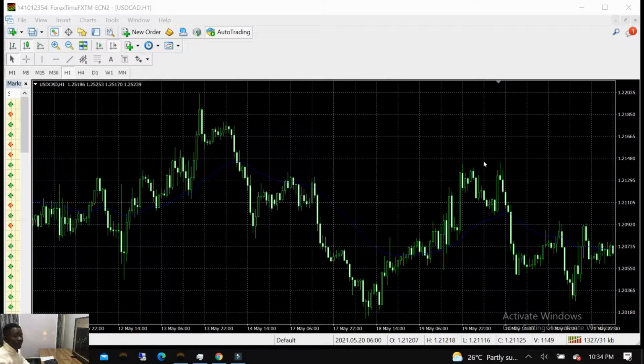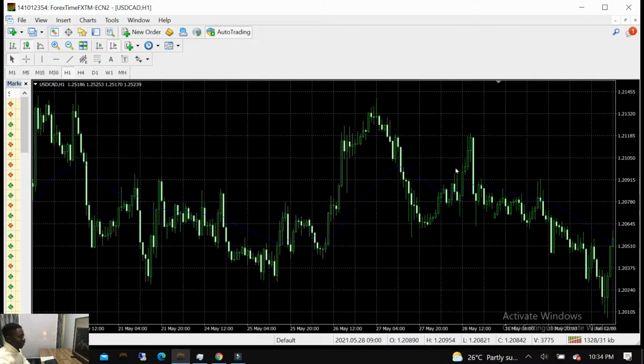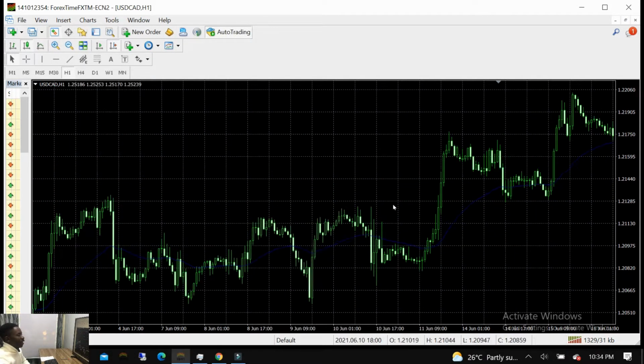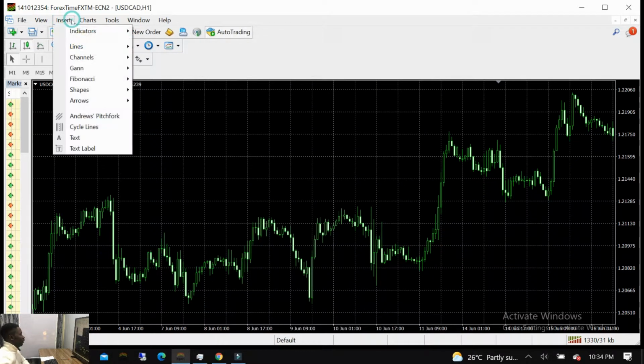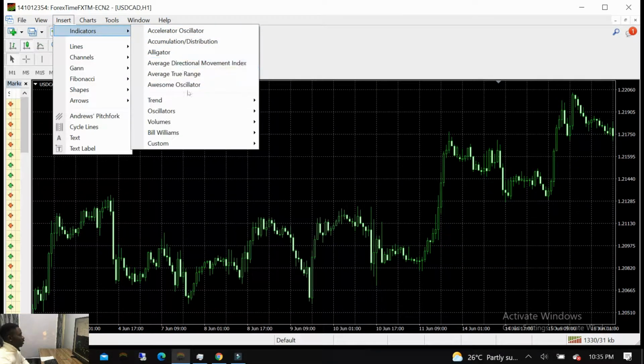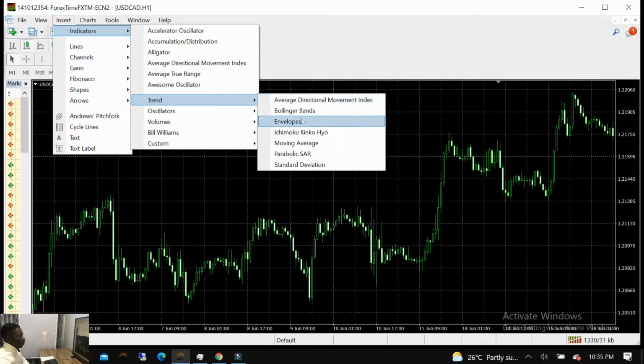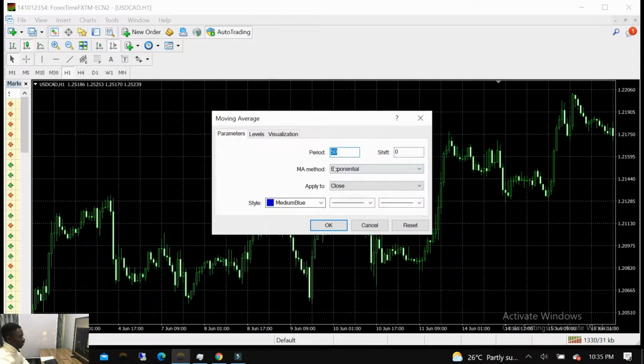Okay, now we are going straight into using the pullback strategy. If you are looking at my screen right now, we'll be using, let me delete this, the exponential moving average, EMA. We'll be using EMA 40. It will be the 40 exponential moving average. Then we click, let me make it multiple.